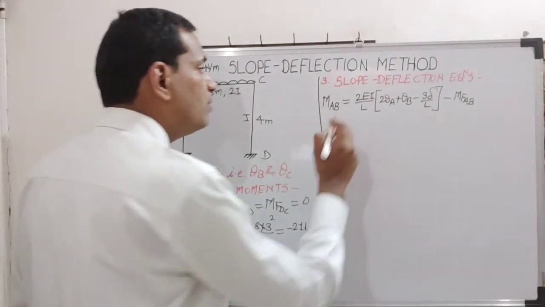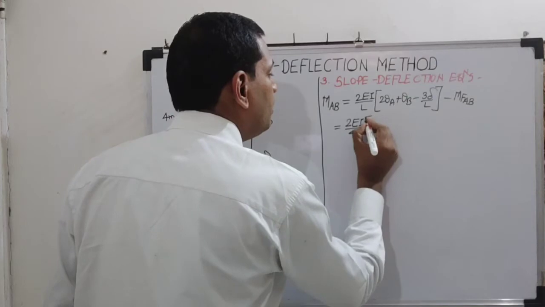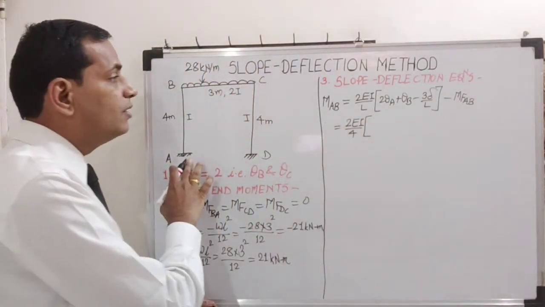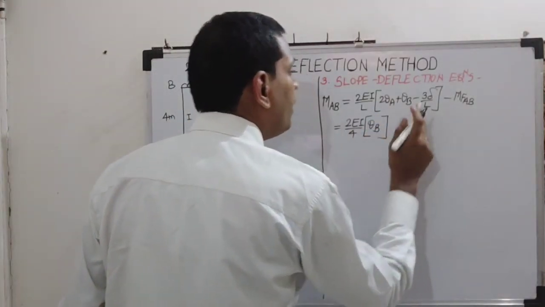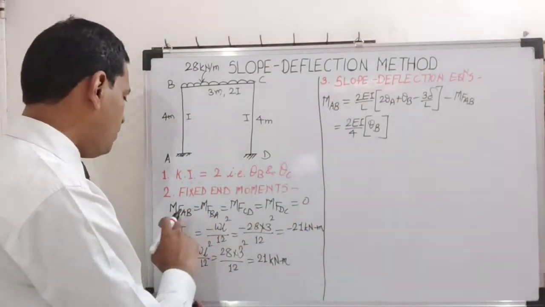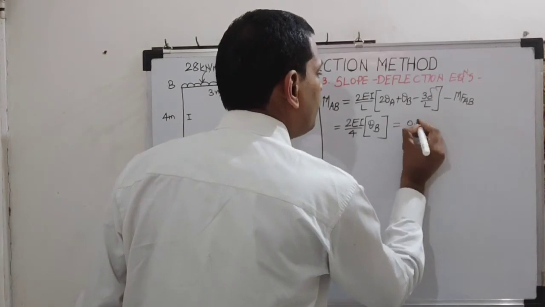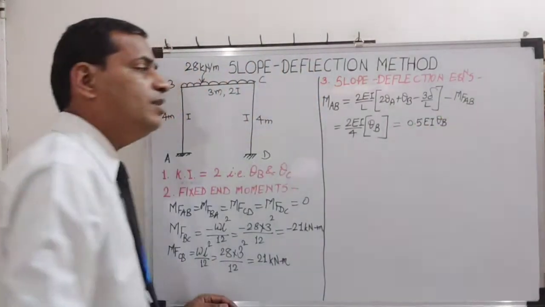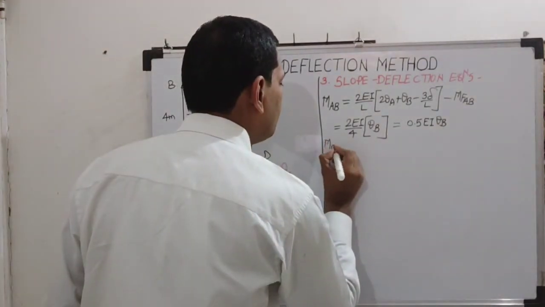So let us substitute. 2EI by 4 into bracket, theta A is 0 because end A is fixed. Theta B is unknown. There is no sway of the frame, so delta is 0. MFAB is 0. So simply 0.5 EI theta B. That is the MAB equation.